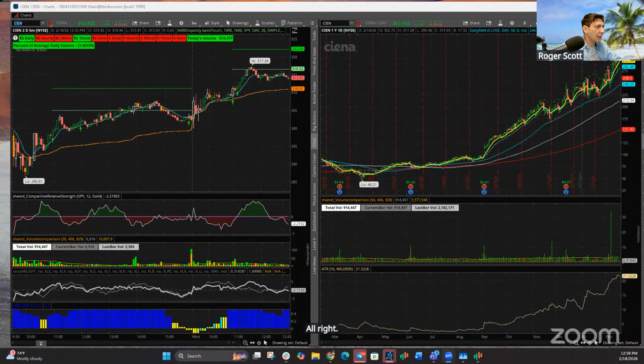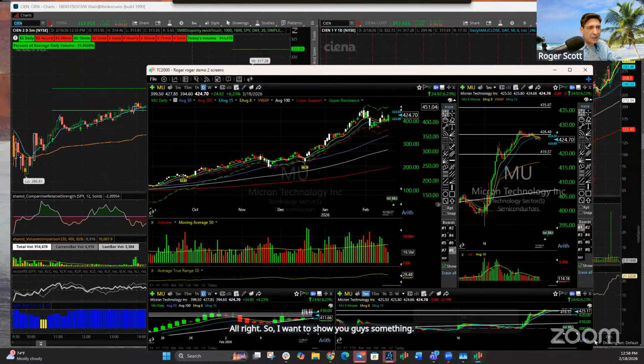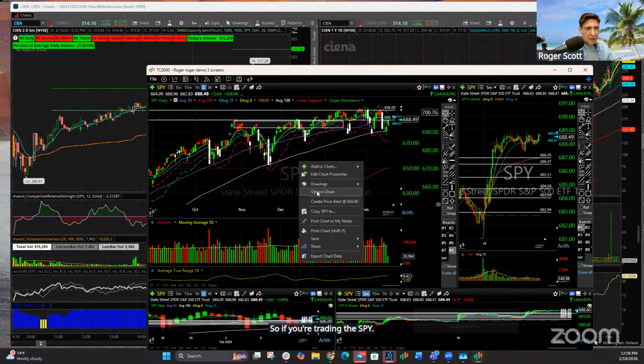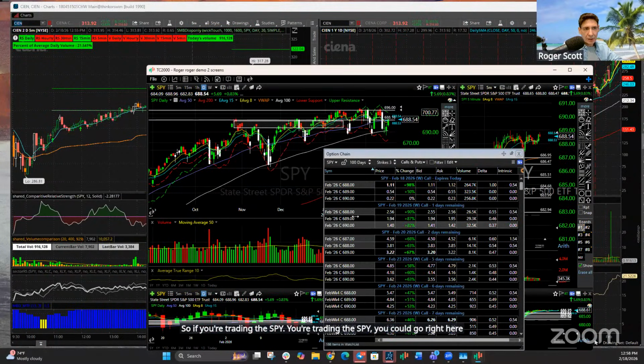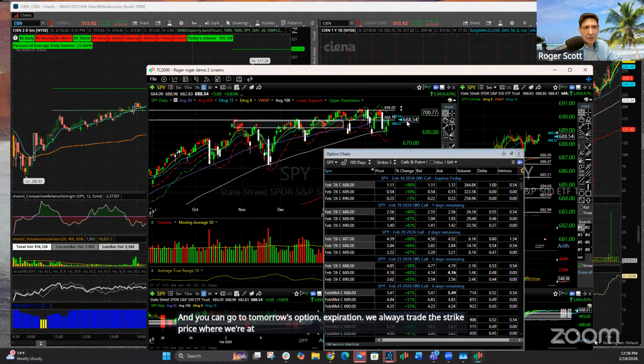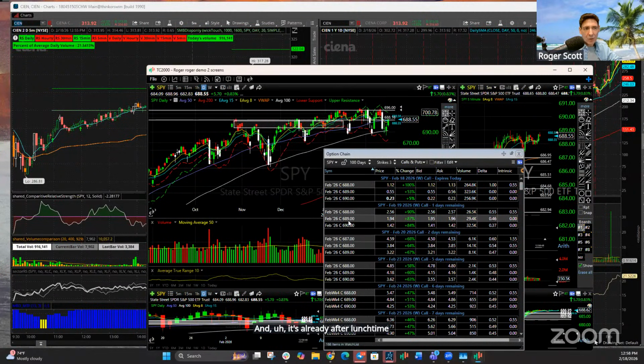So I want to show you guys something. If you're trading the SPY, you could go right here, and you can go to tomorrow's option expiration. We always trade the strike price where we're at. So there's no in the money or out of the money, just whatever the closest strike price to where we're at. So it'd be 688, 689 right here. And it's already after lunchtime, so you would be trading one of these.